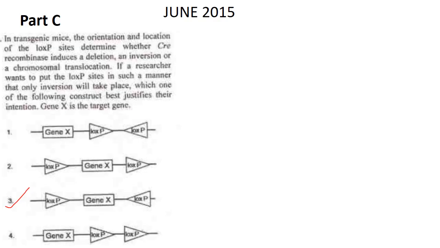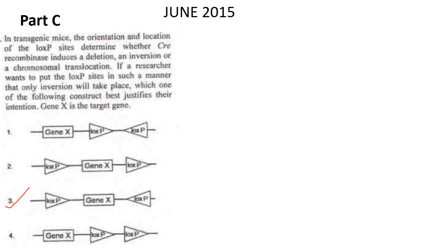So coming to the year June 2015. First question. In transgenic mice, the orientation and location of LOXP sites determine whether Cre recombinase induces a deletion, an inversion or a chromosomal translocation. If a researcher wants to put the LOXP sites in such a manner that only inversion take place, which one of the following construct best justifies their intention?